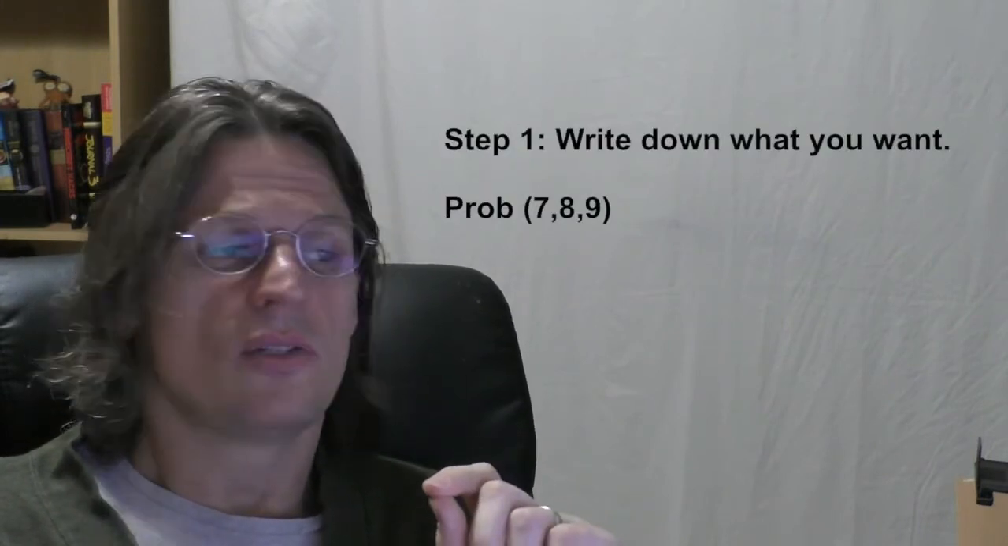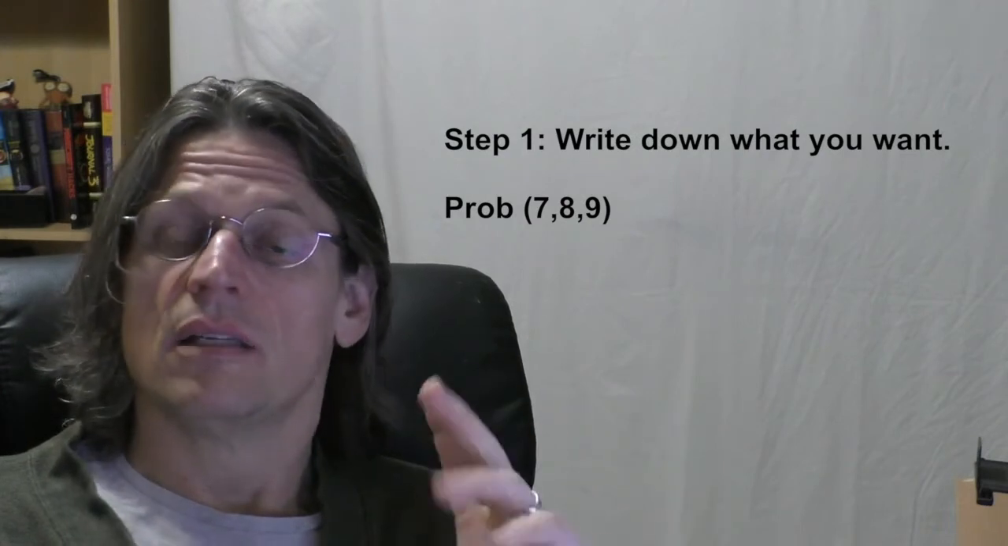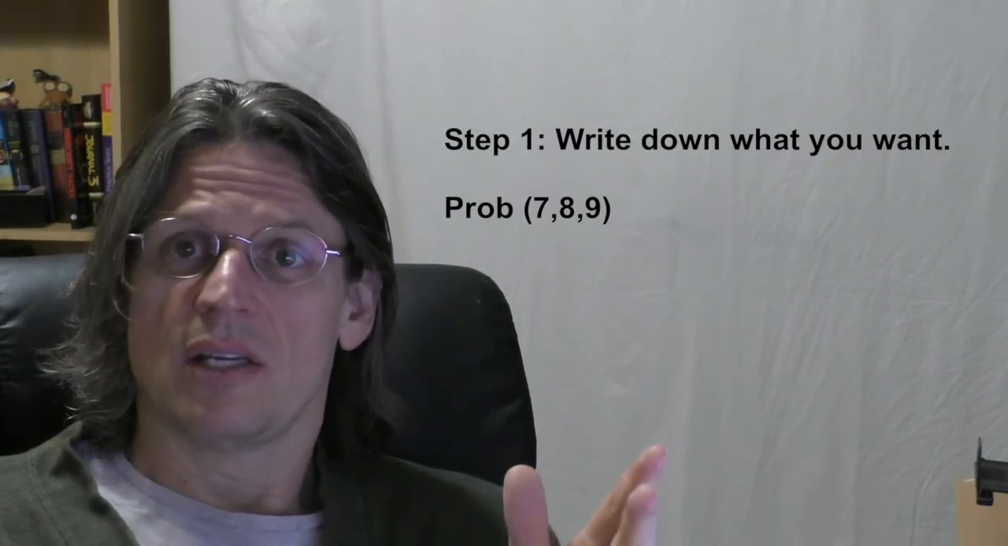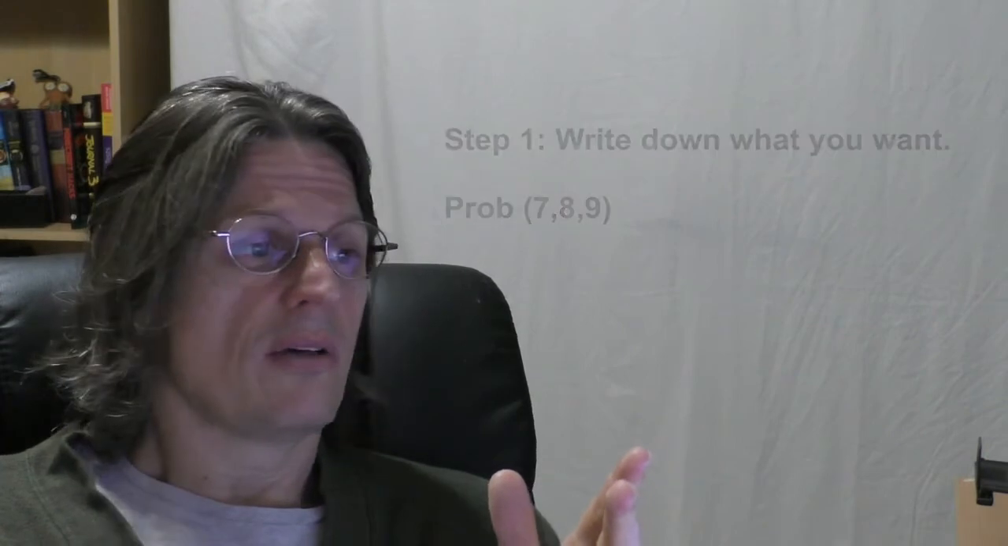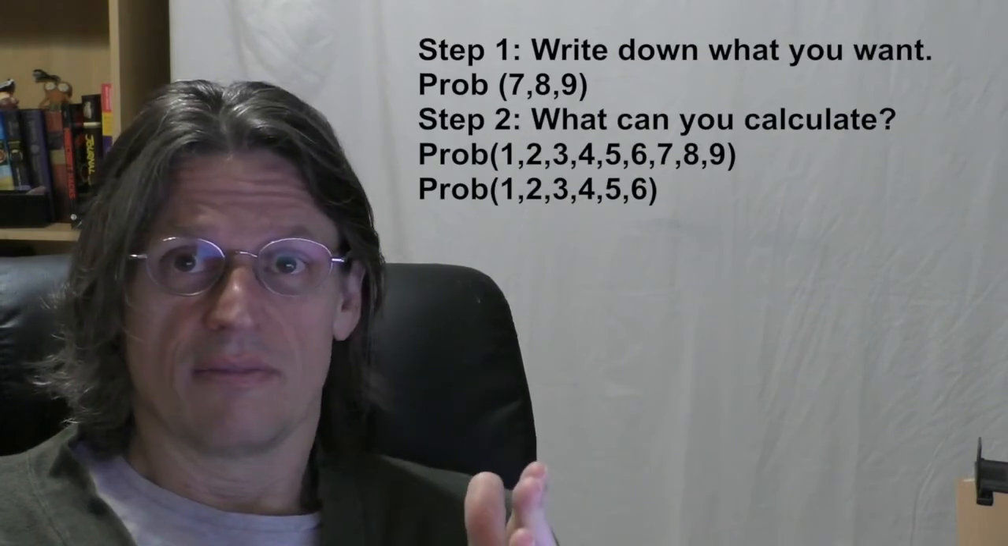Okay, the first step is what? That's right. Write down what it is you want. You want 7, 8, and 9. But you can't calculate 7, 8, and 9. What can you calculate? Well, you can calculate 1, 2, 3, 4, 5, 6, 7, 8, 9. That's the CDF of 9.